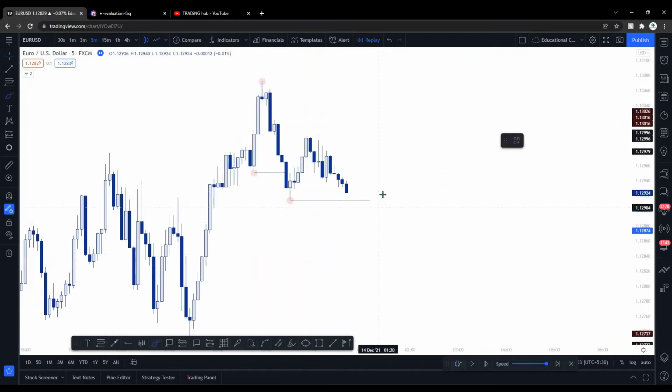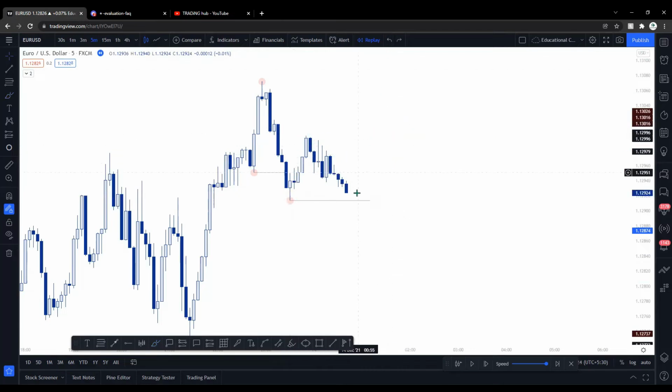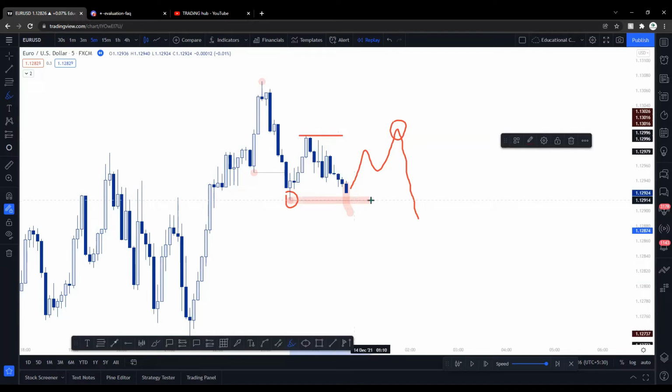Go back, please. So this one is a not confirmed high. Maybe the market pushes higher like this, and then again pushes to the downside. So we will count this one as a lower high, and this one is a close. If the market breaks this low, we will count this one as a lower high until this low or high is broken.